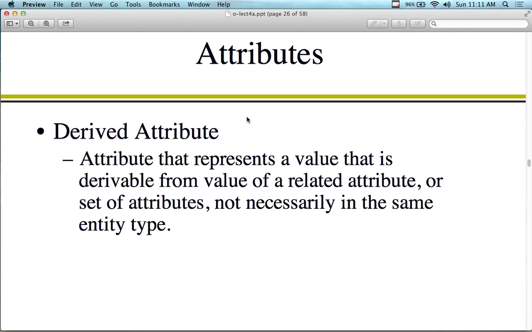We also have derived attributes. Derived attributes are, for example, age, which is the birth date minus the current date. Or we have number of students. Or student ID can actually be a derived attribute. It can be like a counter, you know, an incremented counter value.